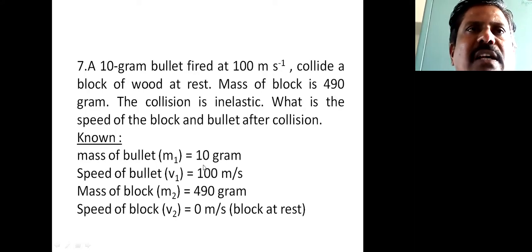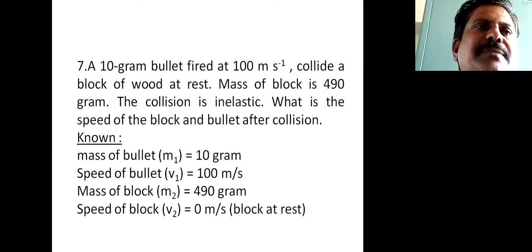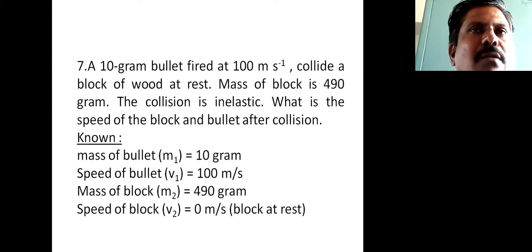Here, when we say the collision is inelastic, when the bullet hits the block, the two masses, the bullet and wood, stick together and move with some velocity. That velocity is what I need to calculate. Those two objects, bullet and wooden block, combine into a single mass.